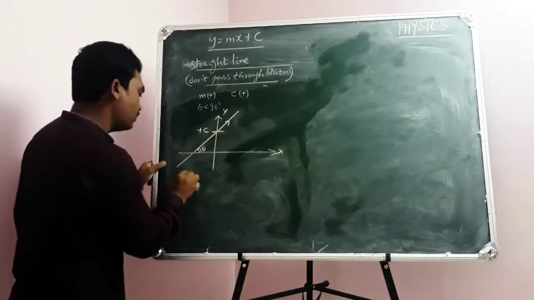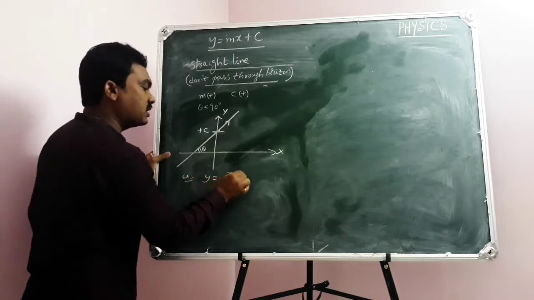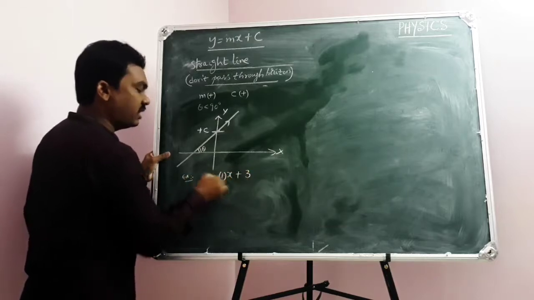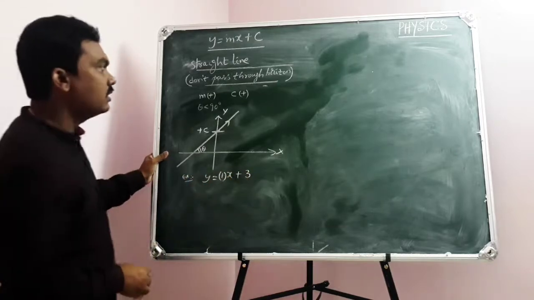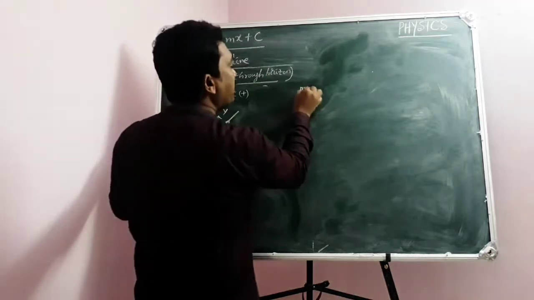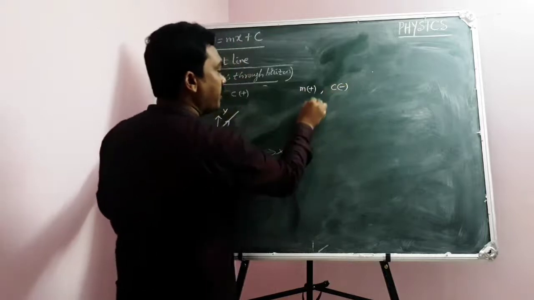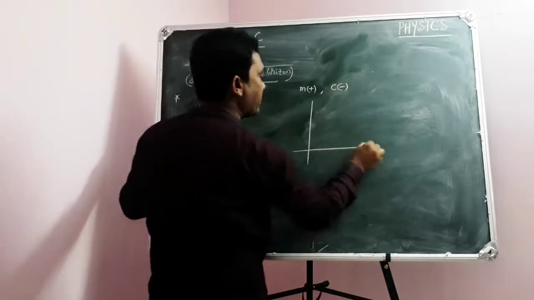Example, y equal to x plus 3. Of course, m equal to 1 here. Next possibility. M is positive, but c is negative. M positive, c negative. Look at this graph.